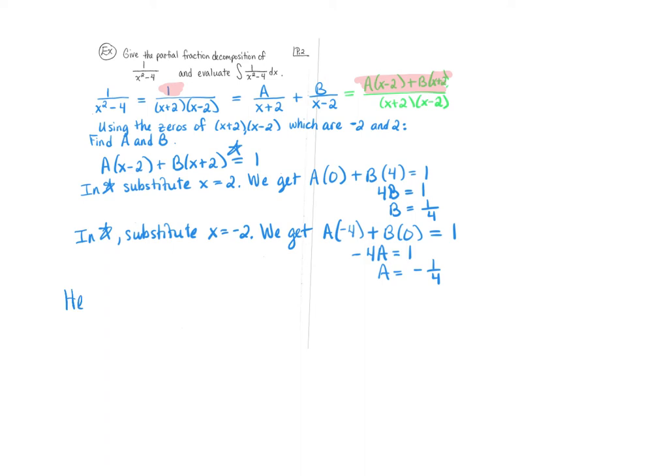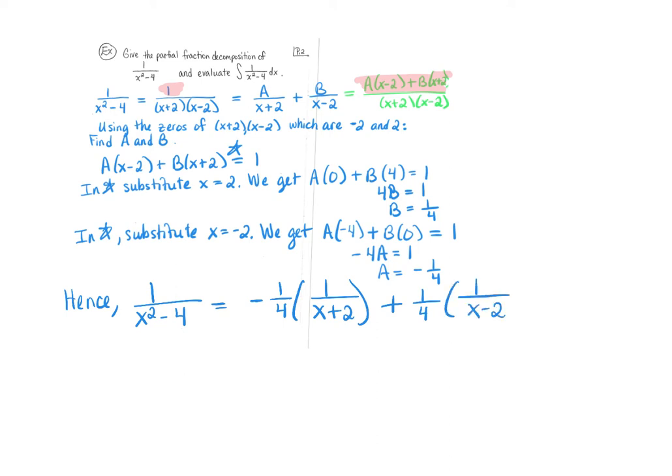Hence, we can say that 1 over x squared minus 4 is equal to -1/4 times 1 over x plus 2, plus 1/4 times 1 over x minus 2. So we substituted that in here. Okay, now we have something that looks like we know how to integrate, which is what we wanted to do ideally.